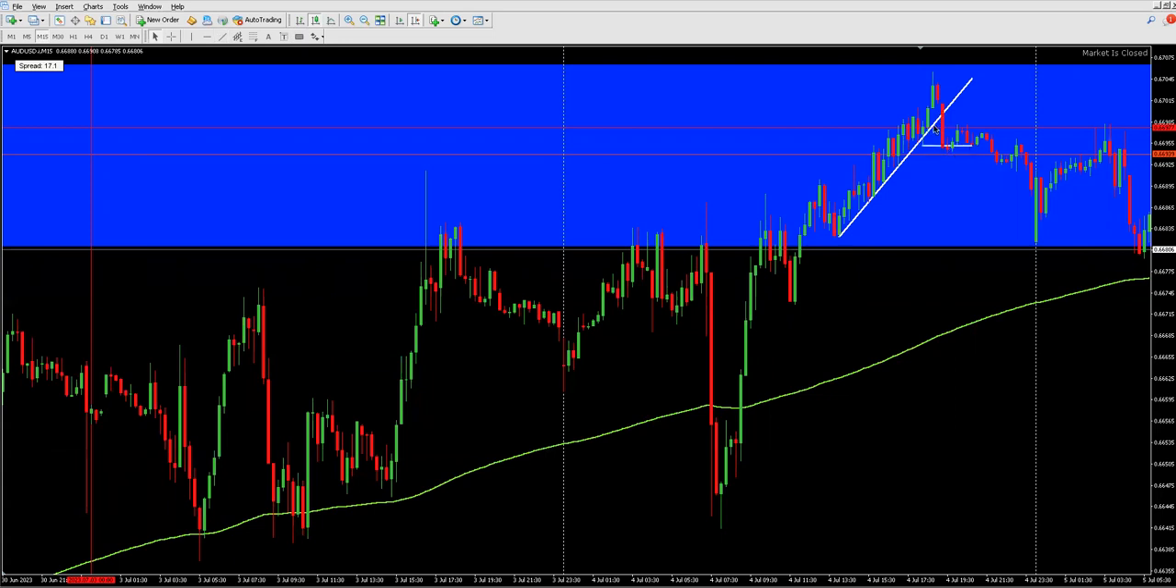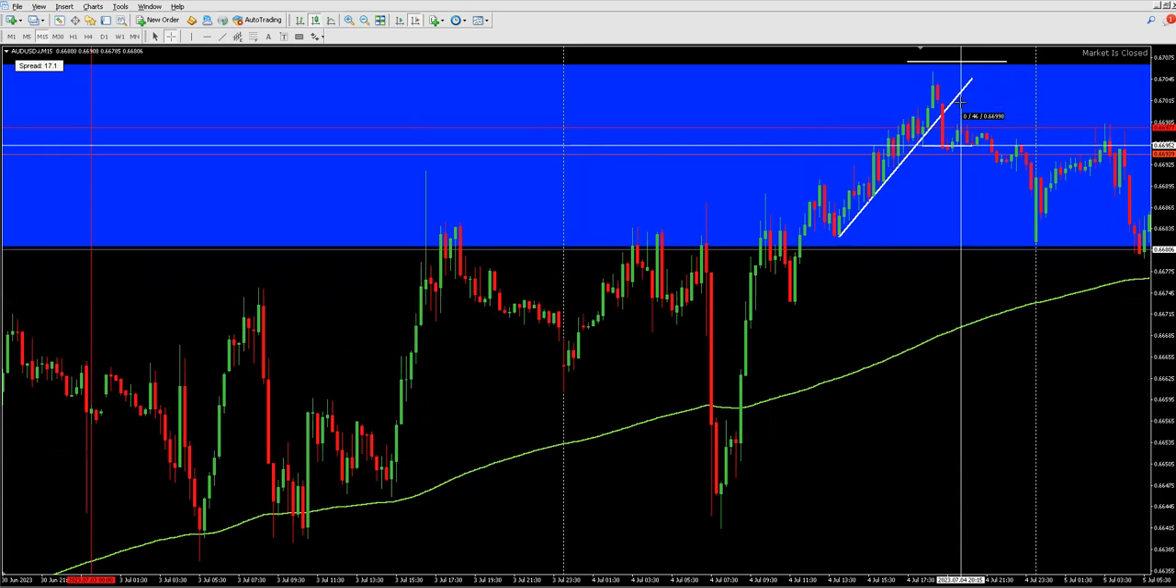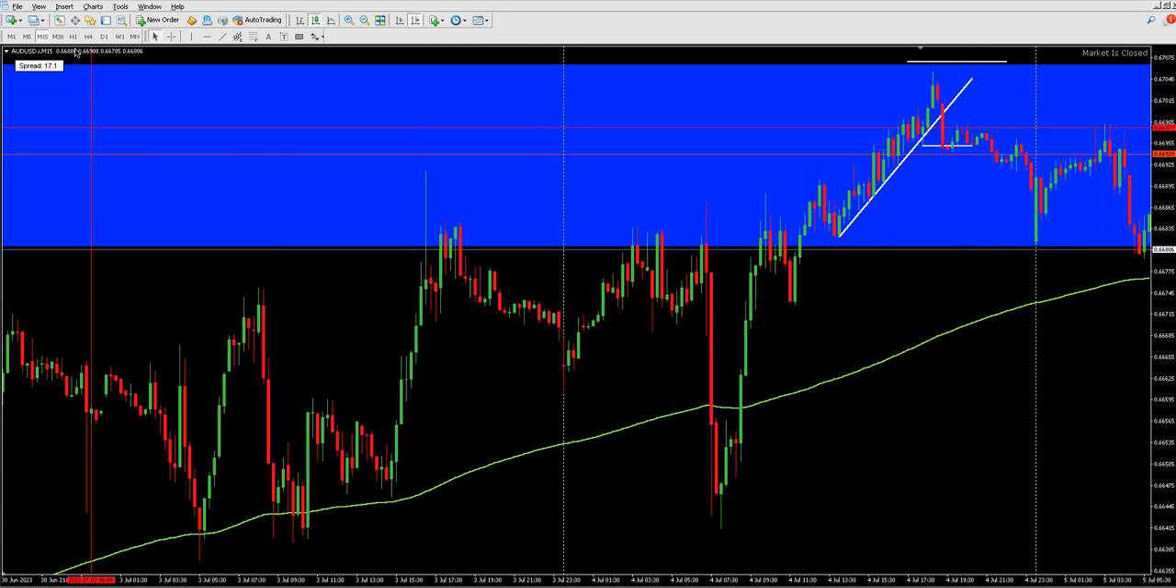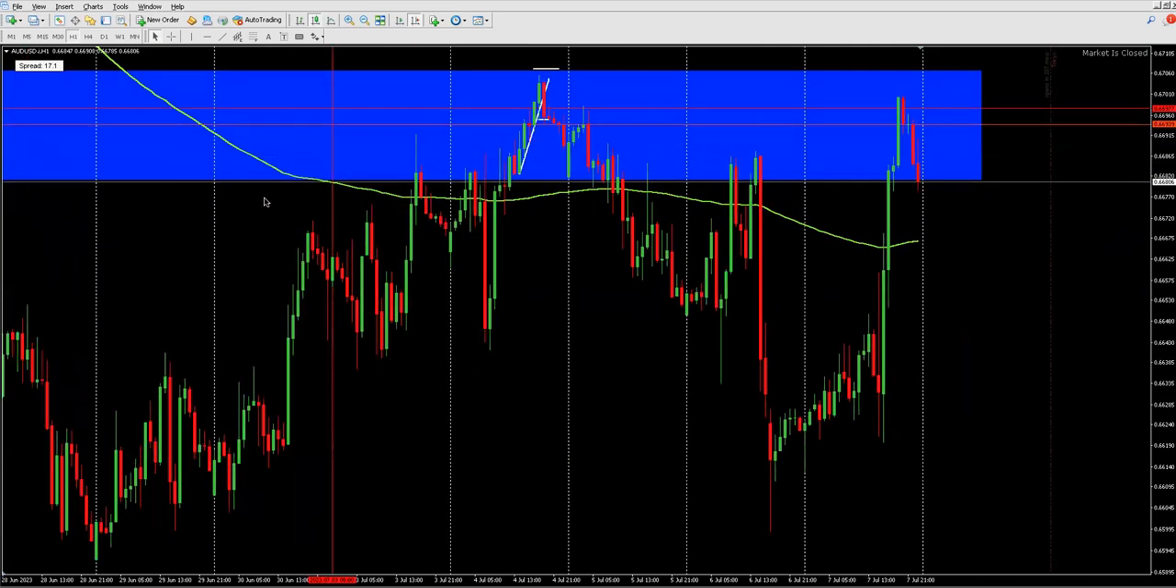That broke below the line. That was my entry, and I had my stop just above right there. Let's see how many pips that was. That was like an 11 pip stop loss. And as you all know, my target is always the 100% zone.